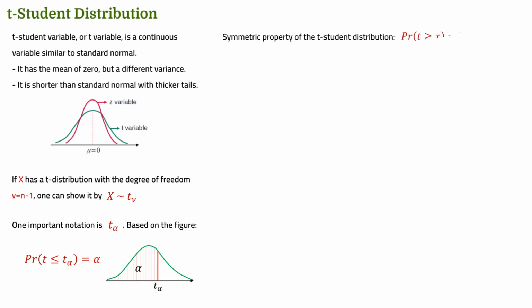Symmetric property of the T distribution is that probability of T greater than X is the same as probability of T less than minus X. This is similar to a standard normal. One can use software to calculate alpha if T alpha is known and calculate T alpha if alpha is known.